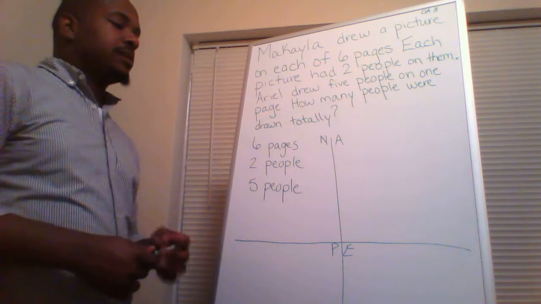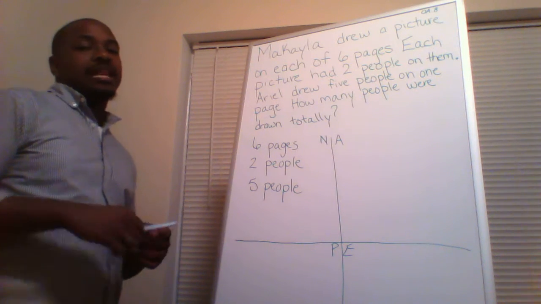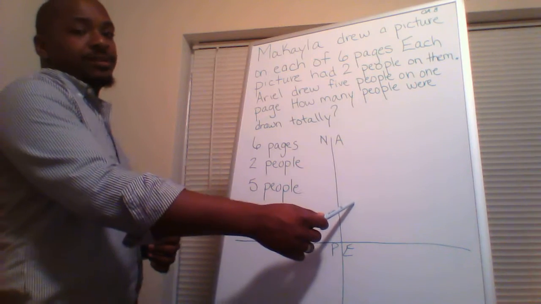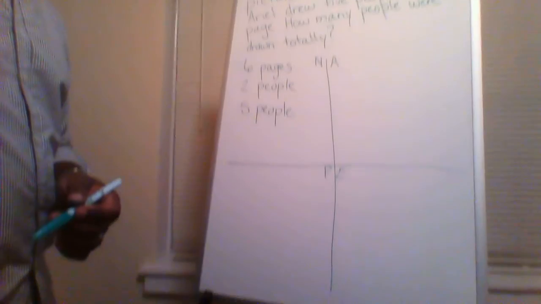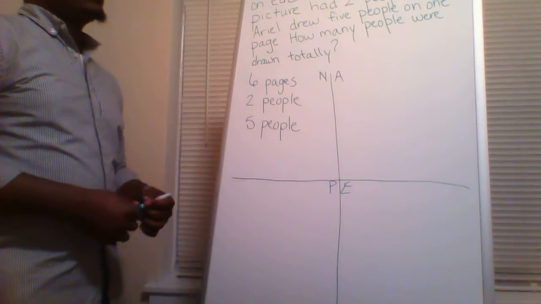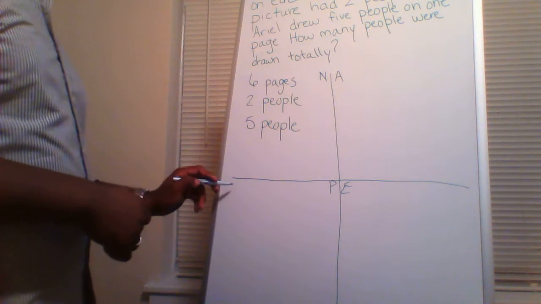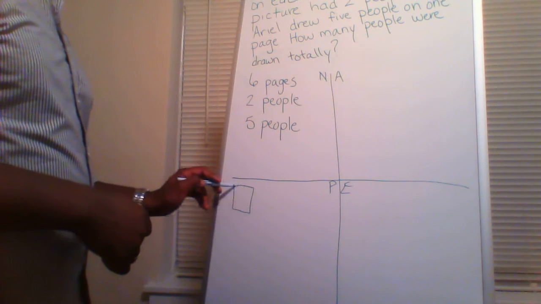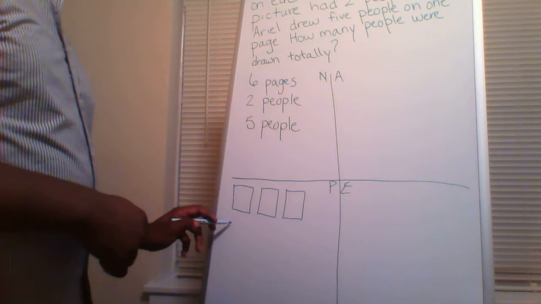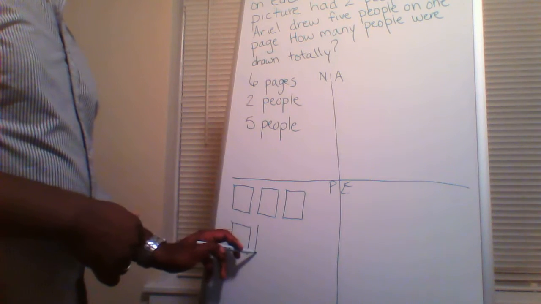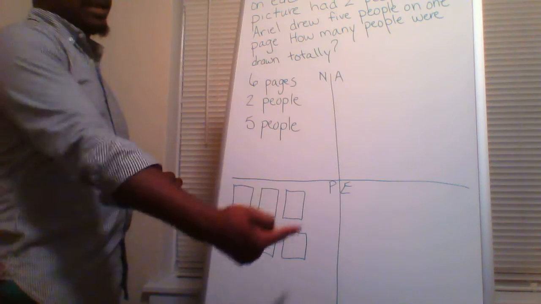Now that you have paused and you have 6, 2, and 5 there, instead of going straight to the answer, we want to look at the proof first. I always say proof is in a picture, all right? So I want you to draw. It says Michaela drew a picture on each of 6 pages. Let's draw those pages. 1, 2, do it with me, 3, 4, 5, and 6, all right? So now we have the 6 pages that were there.